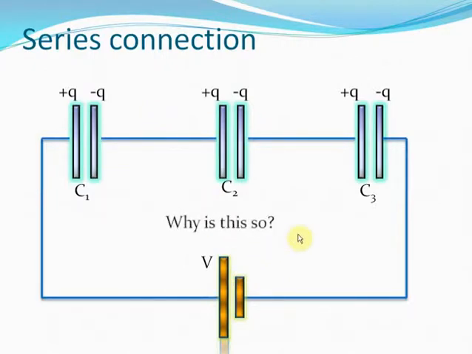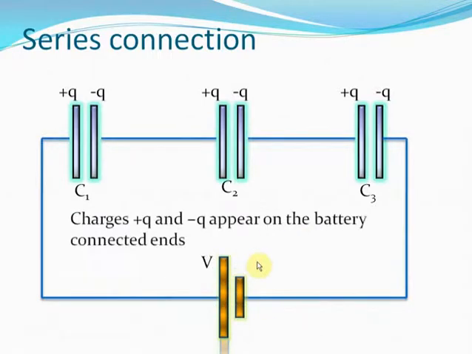Well, let's derive that. You see, when we connect this battery to all these three capacitors in series, in that case charges plus Q and minus Q appear on the ends of the capacitors connected to the battery. So for example, this plate here and this plate here, both of them are connected to the battery, isn't it? So this plate will acquire a charge plus Q and this plate will acquire a charge minus Q, because the battery will transfer a charge Q from this plate to this plate, isn't it? So this plate will acquire a positive charge and this one will acquire a negative charge.